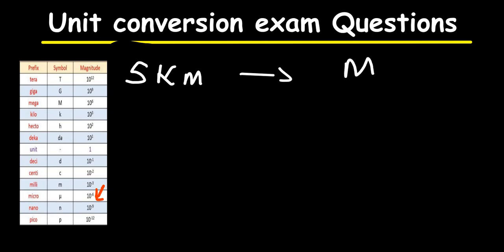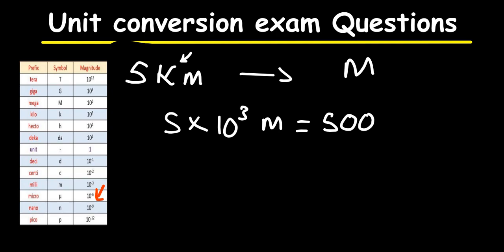We are going to do the same thing that we did. We are just going to replace the kilo with its value. So it will be 5 multiplied by 10 to the power 3, and then we have the meters there. So we multiply that, you're going to have 5,000 meters.